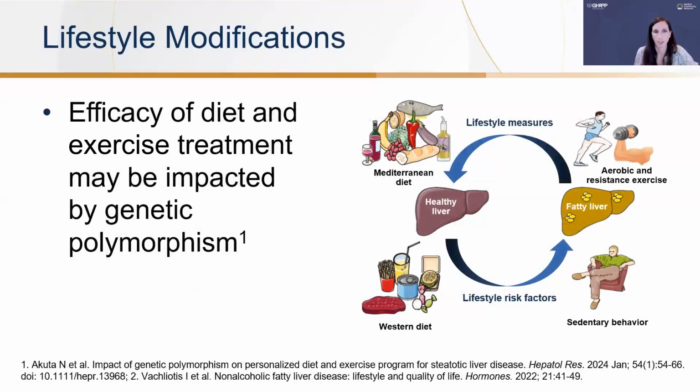And this is just a good diagram showing the way a healthy liver, with the Western diet and lifestyle risk factors, sedentary lifestyle, can lead to metabolic liver disease or steatotic liver disease, and then the reversibility with aerobic and resistance exercise and lifestyle changes like the Mediterranean diet can allow for reversal of fibrosis and resolution of MASH. And this is all individualized. So the efficacy of diet and exercise may be impacted by genetics. And so I think that's also important to note as well.